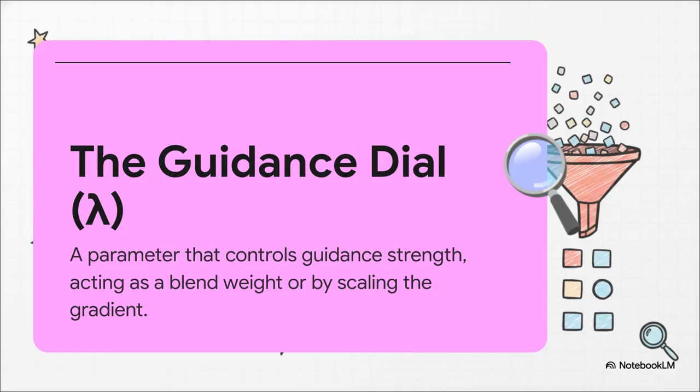And the thing controlling all of this is a super important parameter, usually called lambda. Just think of lambda as the guidance dial.